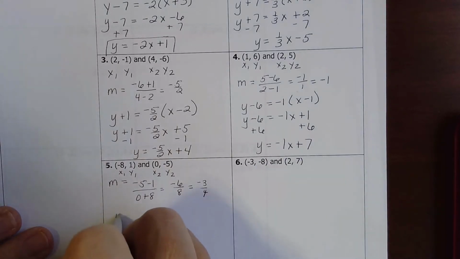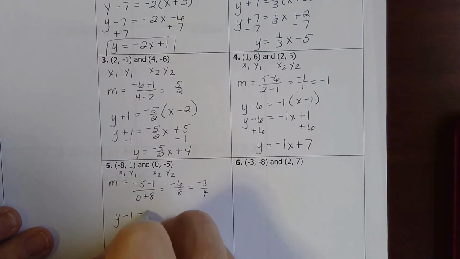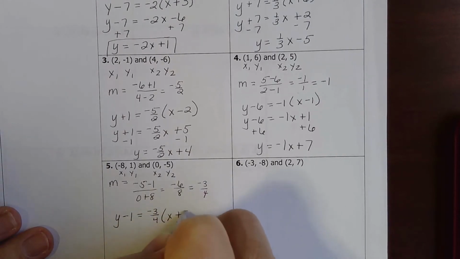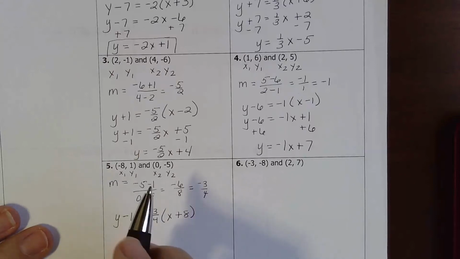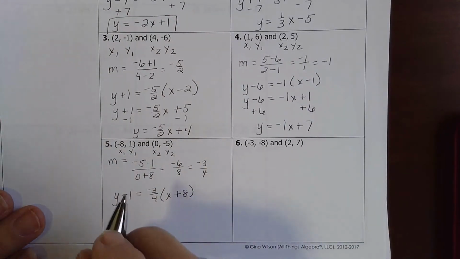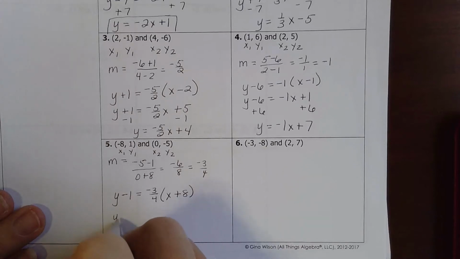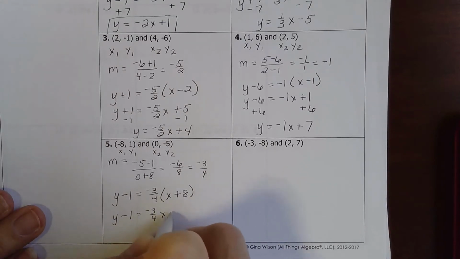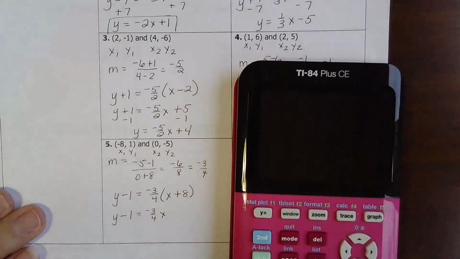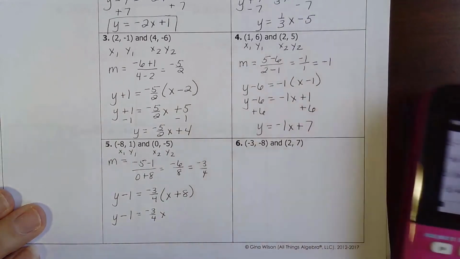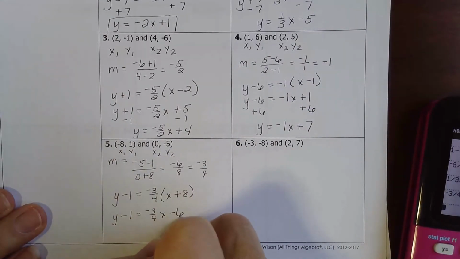All right, so we're going to have y minus 1 equals negative 3/4 times x plus 8. Okay, remember it's plus a negative, so it turns positive, or minus a negative, so it turns positive. So it's y minus 1 equals negative 3/4 x. I can't do that in my head today. Negative 3 divided by 4 times 8 is negative 6. So that'll be minus 6.